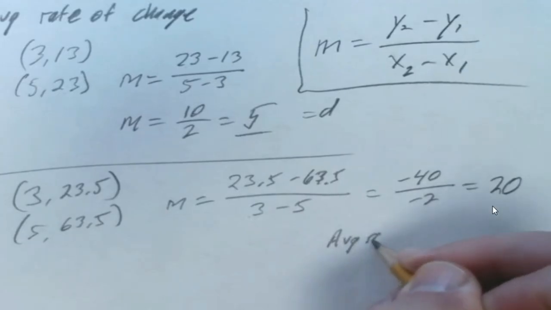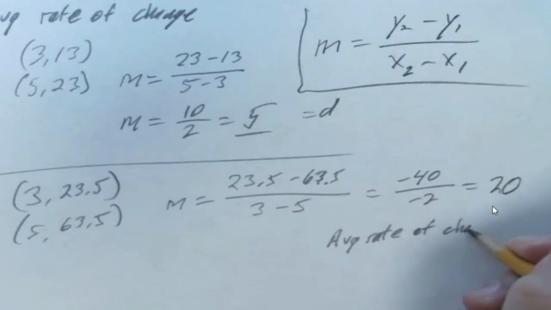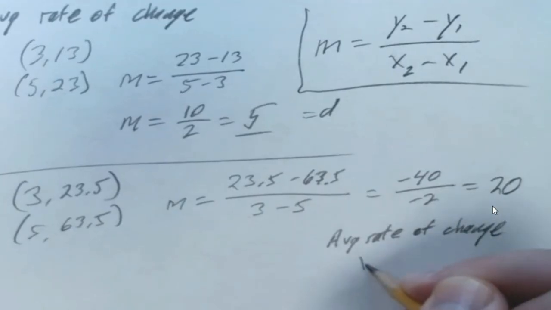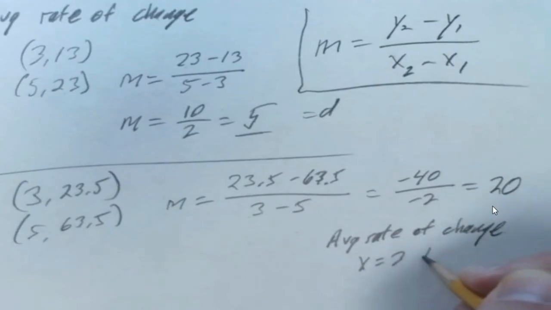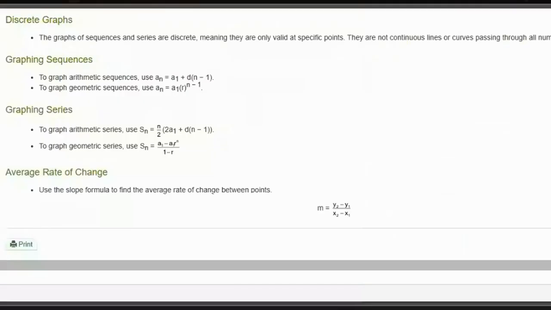Average rate of change when x equals 3 to x equals 5. Use the slope formula. And that's what it's talking about right here. Here is the slope formula. M equals y2 minus y1 over x2 minus x1.